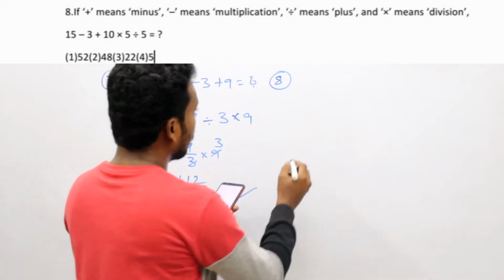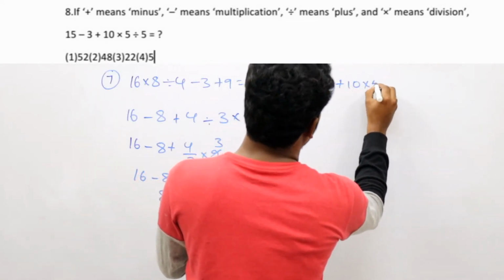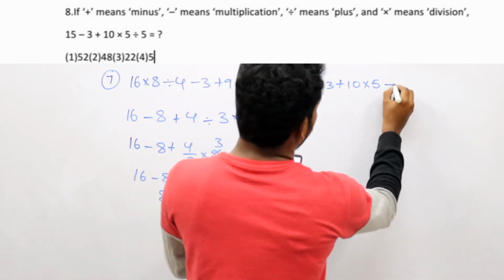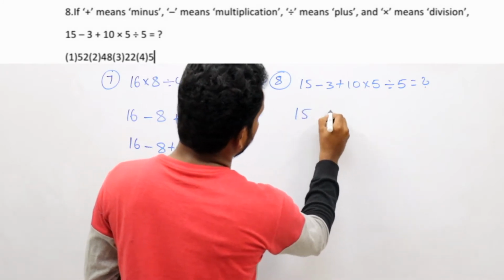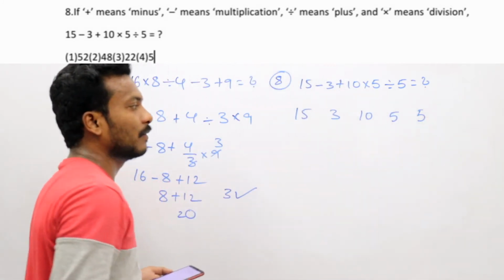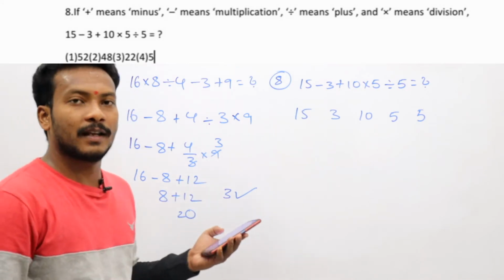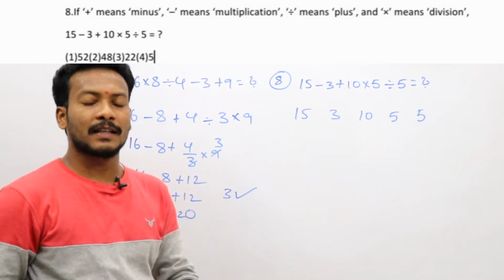Again, asking for a substitution question: 15 minus 3 plus 10 into 5 divided by 5, what is the answer? But before that, we are changing the symbols. Changing of symbols, don't miss it. Whenever you miss the changes, you directly get the first option or another, and the examiner is thinking that you are doing it wrong.